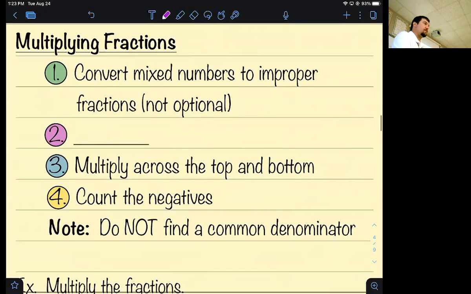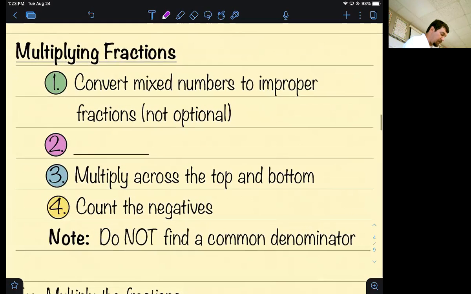Multiplying fractions. Yesterday, I showed you how to add and subtract when they were still mixed numbers. Do you remember this? Kind of cool. You can't do that today. You have to convert them all to improper fractions, which is why your teachers told you to do that last year, because you got to anyways when you're multiplying and dividing. It's not optional.